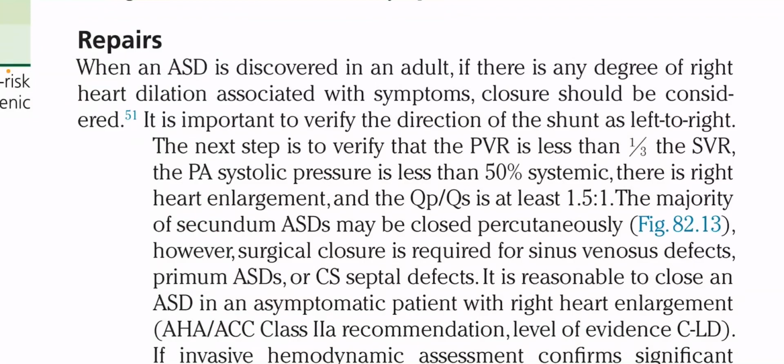The majority of secundum ASDs may be closed percutaneously. However, surgical closure is required for sinus venosus defects, primum ASD, or coronary sinus septal defects. It is reasonable to close an ASD in an asymptomatic patient with right heart enlargement. AHA-ACC Class 2A recommendation, level of evidence C.